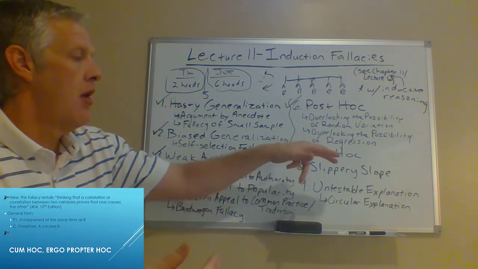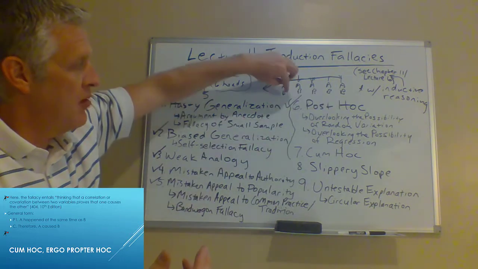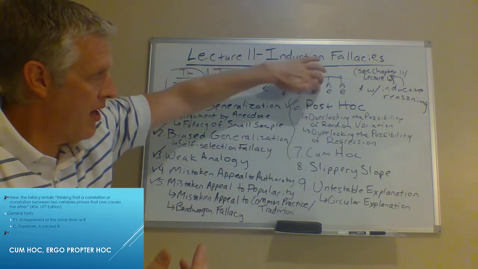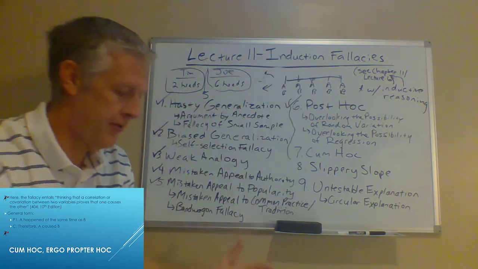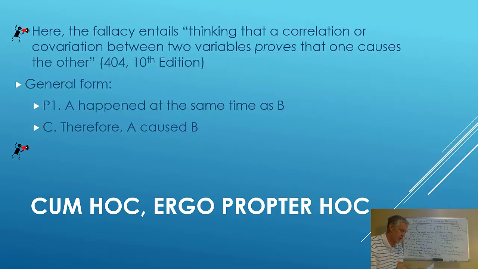But in general, the mistake is assuming that just because two things happen at the same point in time, one must have caused the other. So the general form, as I mentioned there, is A happened at the same time as B, therefore A caused B.